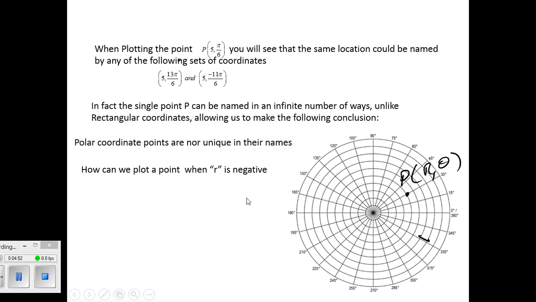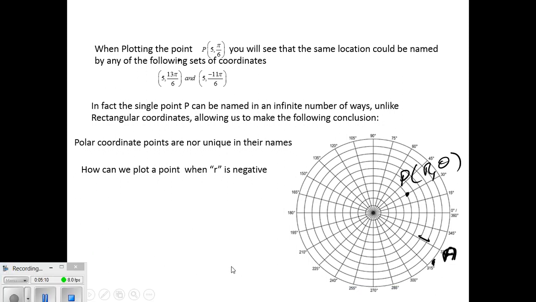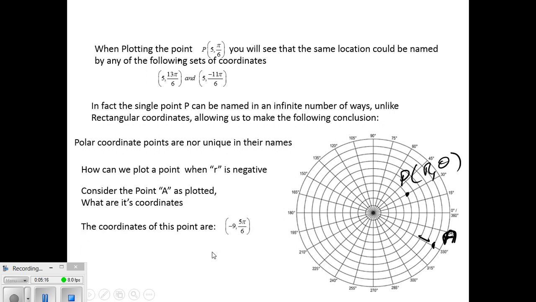So unlike x and y coordinate systems, polar coordinates do not have unique names. Now somebody might ask, is it even possible to have a negative radius? Well, in effect it is. So we're going to see what happens if we have to plot negative radii points.